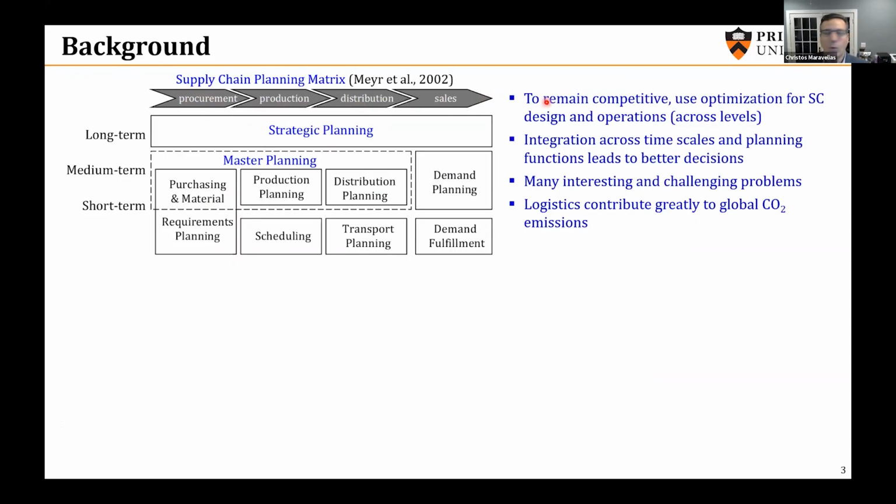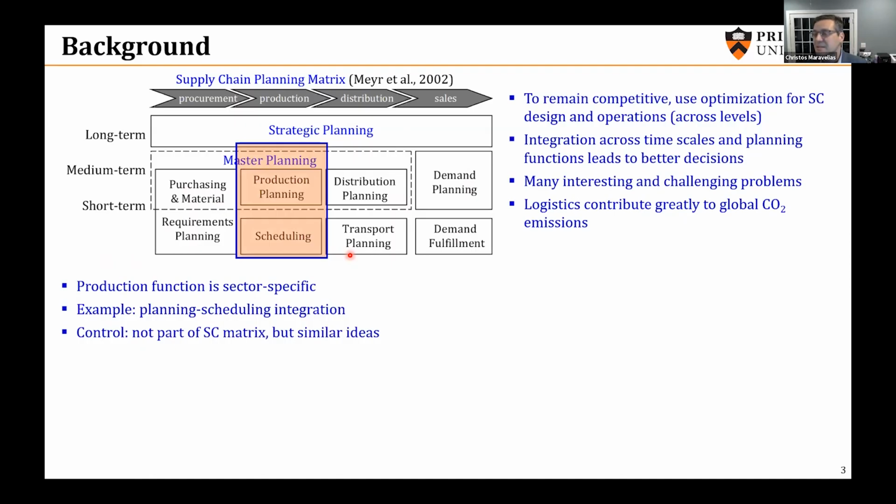In the long term, or what we call strategic planning, we want to make decisions over multiple years, and the time granularity is maybe months or years. In the master planning level, or the medium term or tactical planning, we're considering horizons of months or years, and our decisions are at a granularity of weeks or days. And then in the short term, or operational planning, we want to be making decisions on an hourly or daily basis, and our horizons are weeks or months.